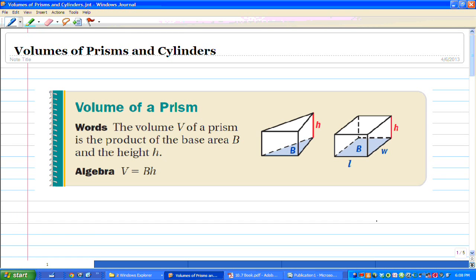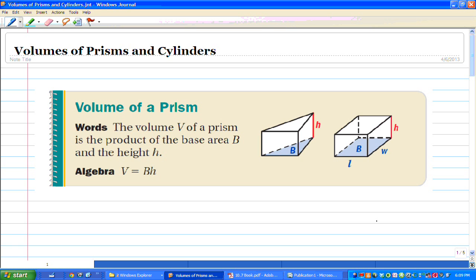Alright, volume of prisms and cylinders. This one is pretty easy, so I think you're gonna like it. When you're talking about a prism, all you have to do is find the area of the base and multiply it by the height of the prism. So we have two types here. We have a triangular prism and a rectangular prism.